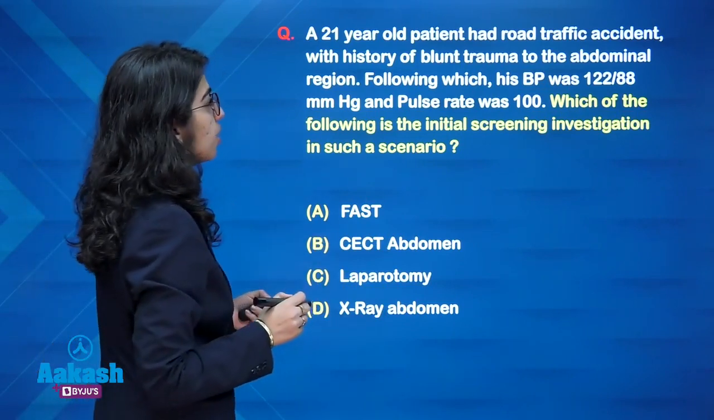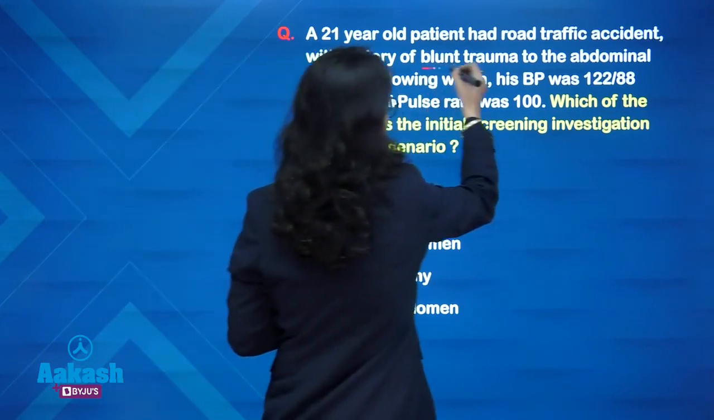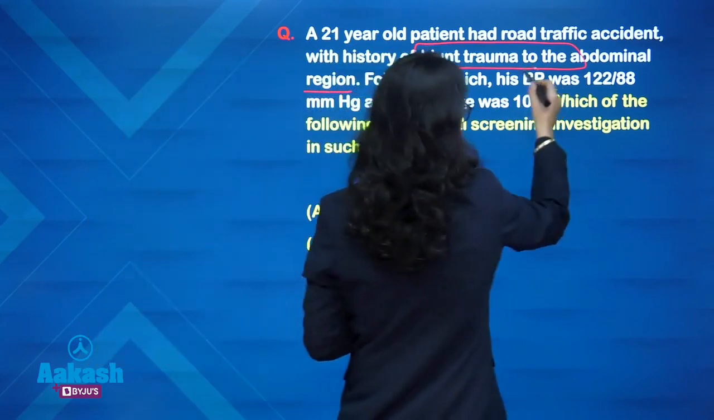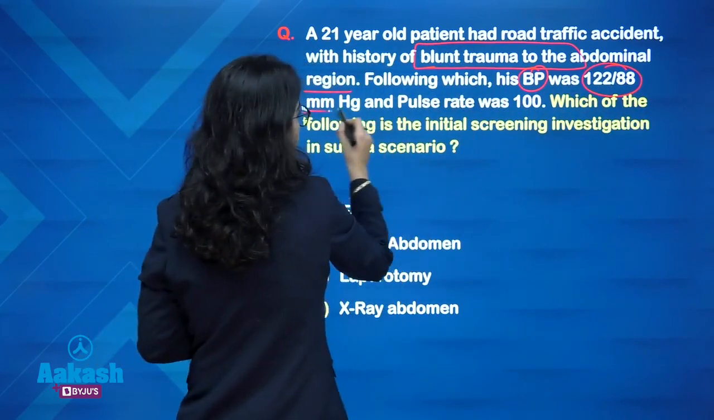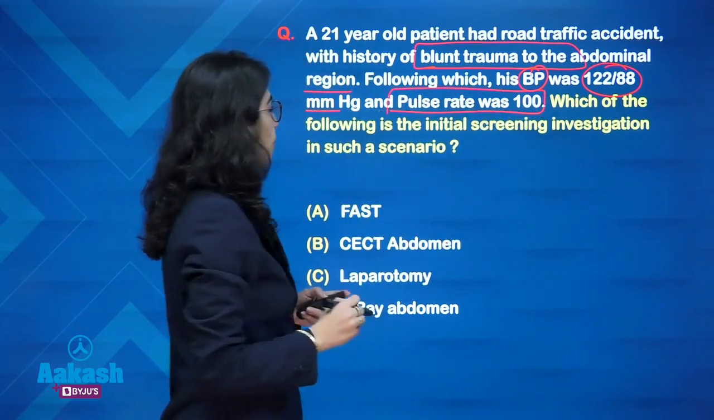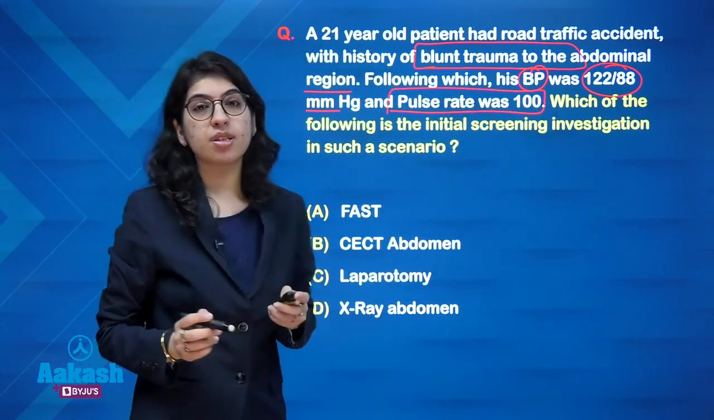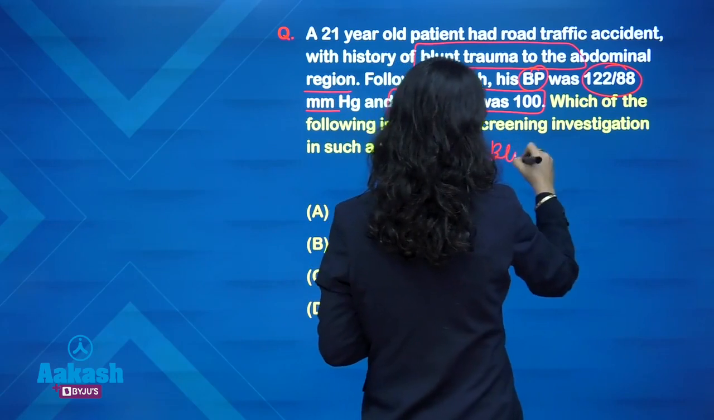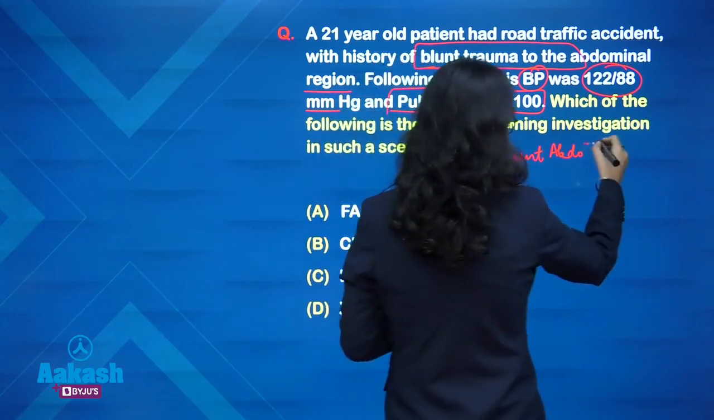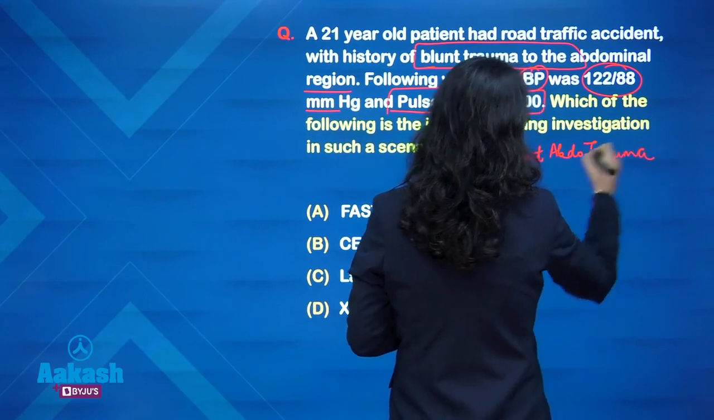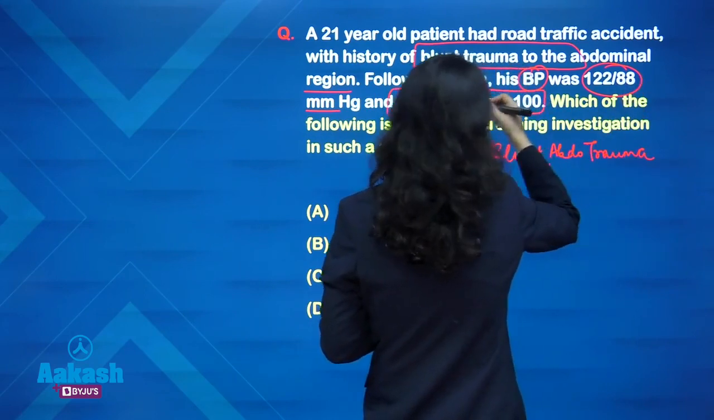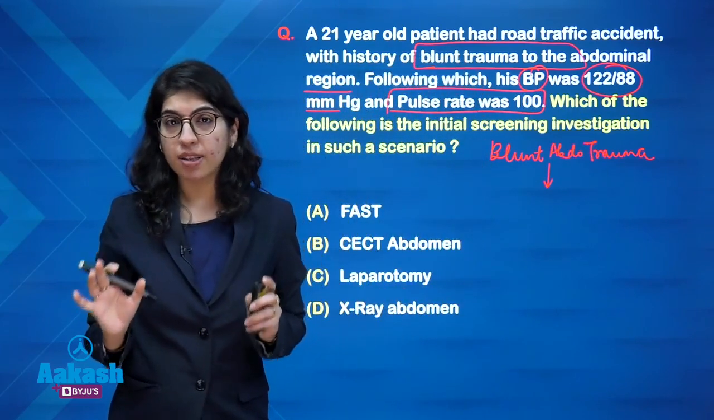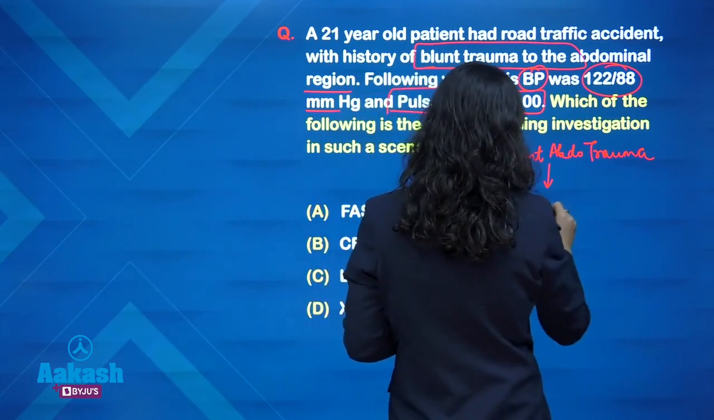A 21-year-old patient had a road traffic accident with a history of blunt trauma to the abdomen. These are the clinching features. Following the blunt trauma to the abdominal region, his BP was 120/88, pulse was 100. Which of the following is the initial screening investigation in such a scenario? Do you think the patient's vitals are stable or unstable? The patient's vitals are stable.